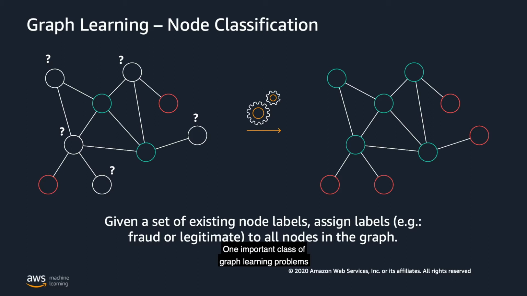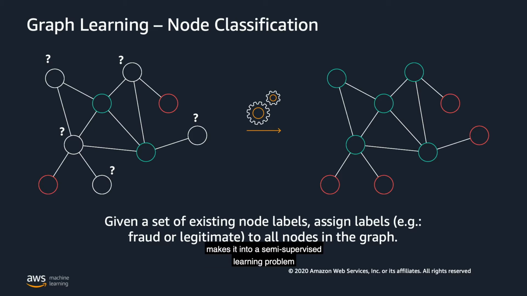One important class of graph learning problems is node classification. Node classification can be described as the process of assigning or predicting node labels to all nodes in a graph where we have a given subset of labeled nodes. This is very similar to other classification tasks in machine learning, except that in this case, the objects that we're classifying are the nodes of a graph. And this formulation works very well for our fraud detection use case, because we can frame the fraud detection on graphs problem as a problem of predicting the labels, for example, fraud or non-fraud, for the nodes in the graph, using a subset of the nodes that already have labels as the training data.